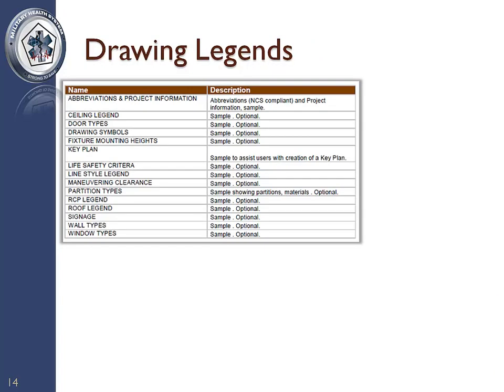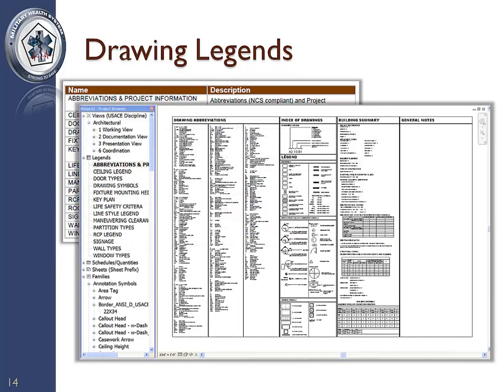A set of 15 customizable legends are included in the template. Each will require a varying amount of customization. The abbreviations and project information legend contains standard annotation symbols, materials, and abbreviations derived from National CAD Standard version 5.0. This legend also includes a building summary framework for code, fire protection, and energy information. It will require customization and contains a general notes section that is to be filled out by the project team.